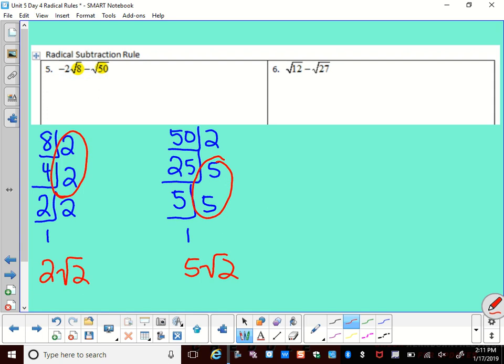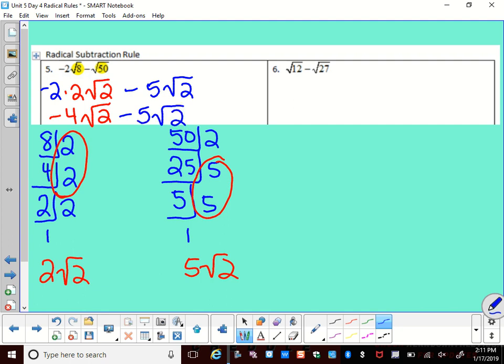So here's what we have to do. There's already a -2 out front here, right? When I simplified the square root of 8, I got 2 times the square root of 2. If I simplify that, what do I get? What's -2 times 2? -4. So we should get -4 times the square root of 2. That's the first one. For the square root of 50, I got 5 root 2. There's nothing else to do with that.